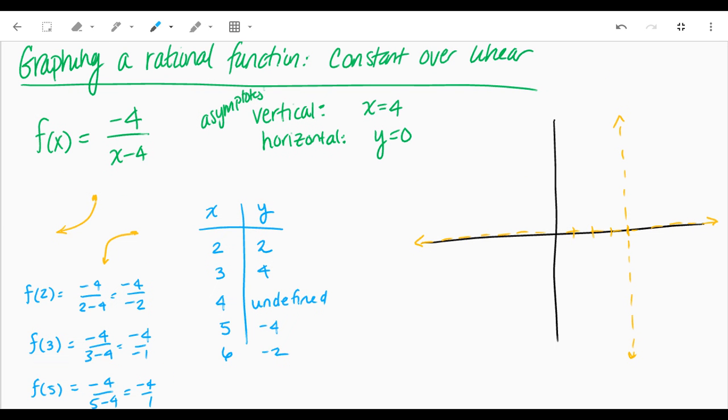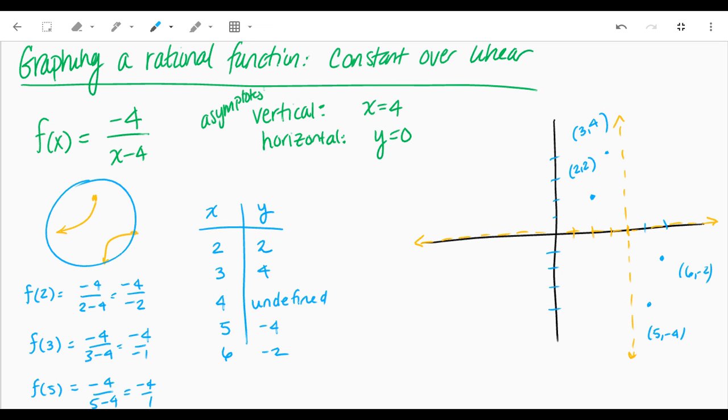We can plot them now. So the first point is when x is 2, y is 2. The next one, when x is 3, y is 4. And then when x is 5, y is negative 4. And when x is 6, y is negative 2. And then we're going to just fill in that shape.